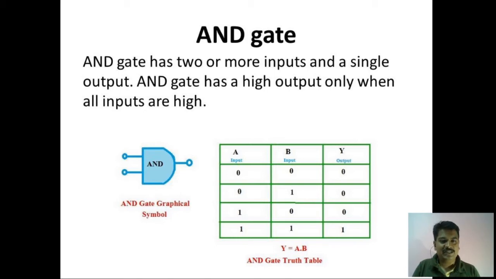Look at the last combination. We are supplying a high voltage for both input A as well as input B, that is 1, 1. For that combination, you will get the output as 1. Then only you will get output as 1. That is the only way we define the AND gate: high output only when all the inputs are high. A should be 1, B should be 1, then only Y will be 1. That is the precise definition of the AND gate.